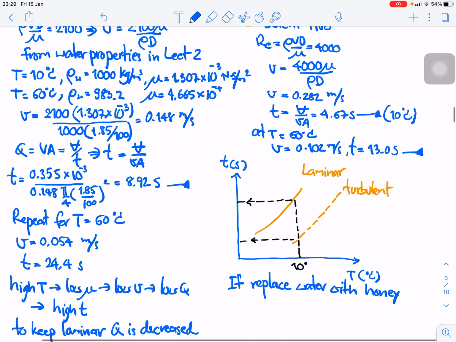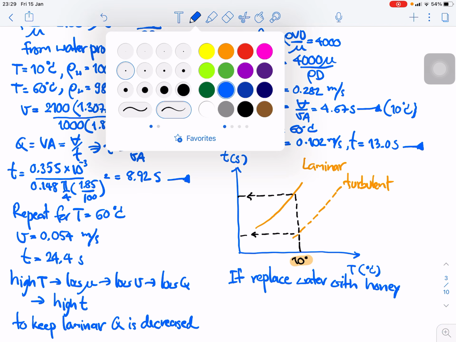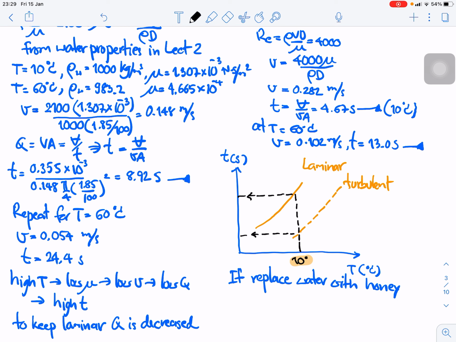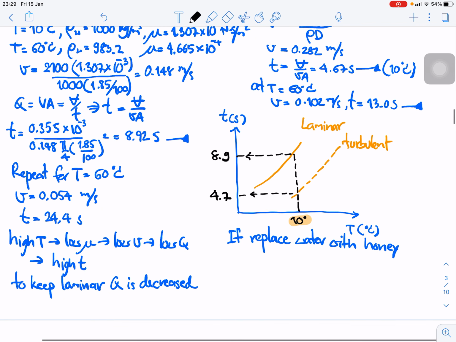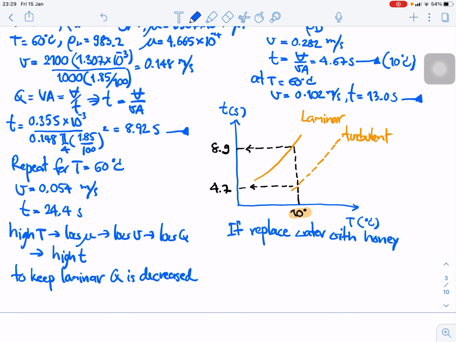Okay, if we plot the curve, for 10 degrees Celsius, we expect that the time to fill up the glass for laminar flow is about 8.9 seconds, but for turbulent flow it is about 4.7 seconds.